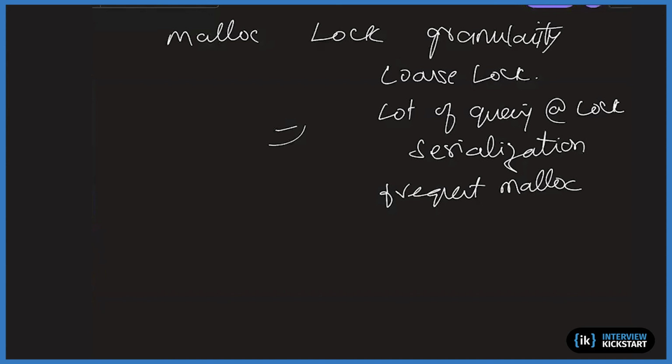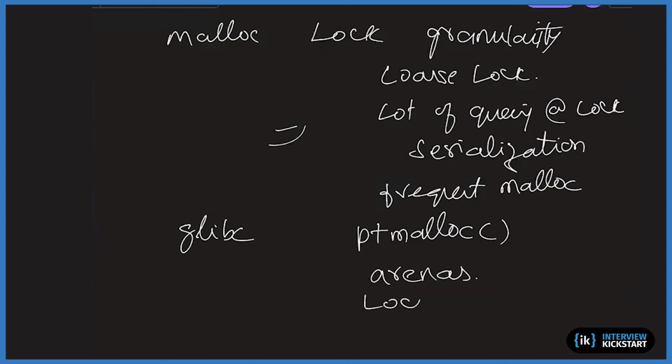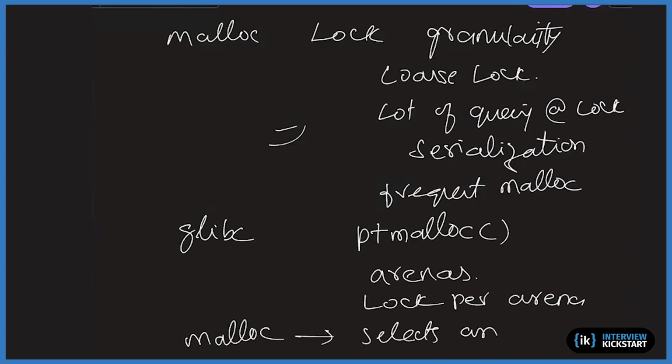Now, there are other options also to malloc you could use to overcome this. I think in glibc, newer versions, there is something called ptmalloc. So what it does is, instead of one single global lock, it divides the memory into arenas and then a lock per arena. Arenas are smaller chunks of memory you can think of. And so the malloc, when it needs, selects an arena and then allocates from that.